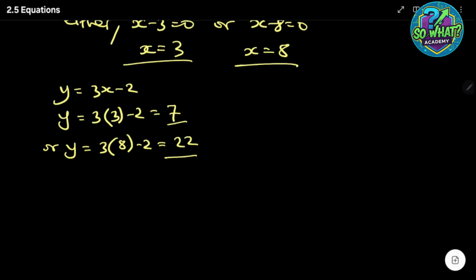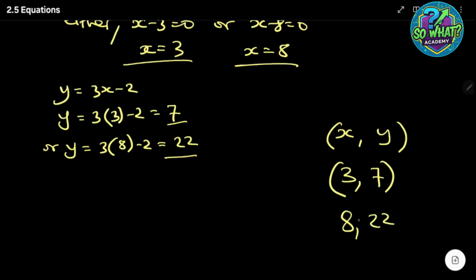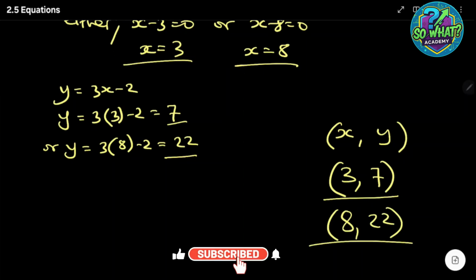So mostly, this question is long, and it's about 6 marks. So we are doing all this for 6 marks, not for small things. Normally the answers are written in form of x, y. So you have two coordinates. We have a coordinate of when x is 3, what is y? Y is 7. When x is 8, y is 22. And we get our 6 marks on such a number.